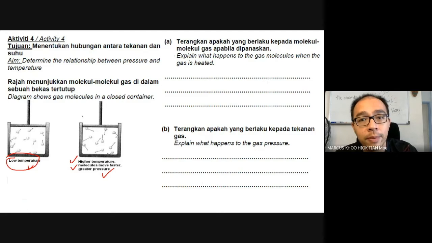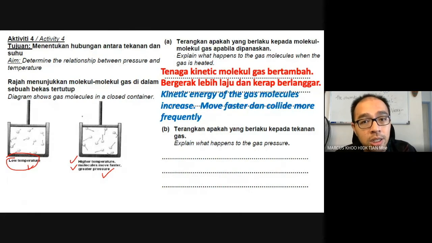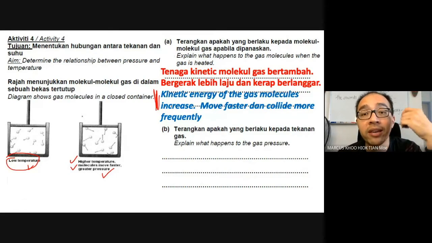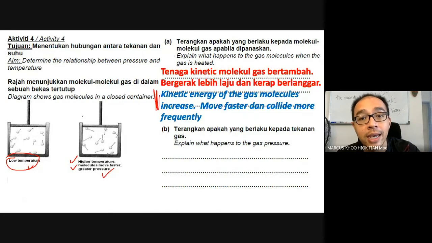So explain what happens to the gas molecules when the gas is heated. Okay, the kinetic energy of the gas molecules increases. This has something to do with temperature. Why does the kinetic energy increase? Because we increase the temperature, we're giving it more heat. And because of that, they move faster and collide more frequently.